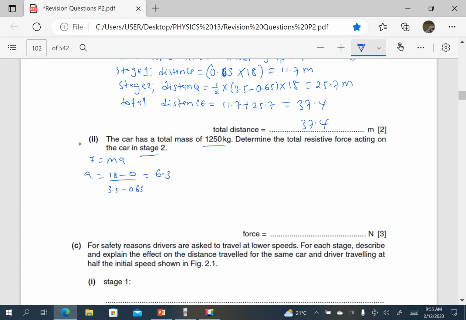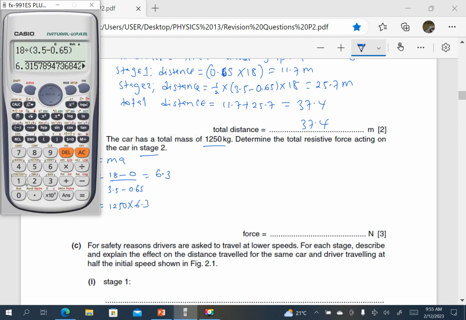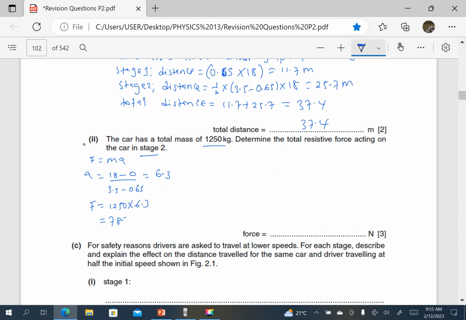Now I can find the force F. So F is equal to the mass, which is 1250, times 6.3. So 1250 times 6.3 is 7875 newtons. That is method 1, which means the force is approximately 7900 newtons to two significant figures. So consider this as method 1.